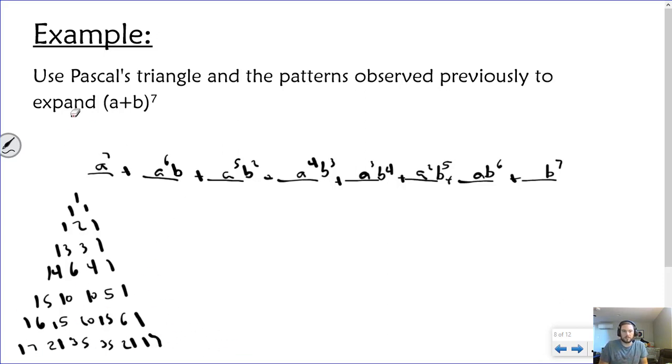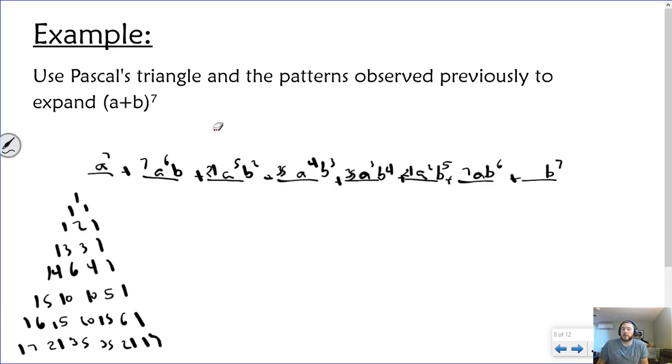So now we have our coefficients. They're contained within the Pascal's triangle. So 1, 7, 21, 35, 35, 21, 7, and finally 1. And that is the expansion of a plus b to the power 7.